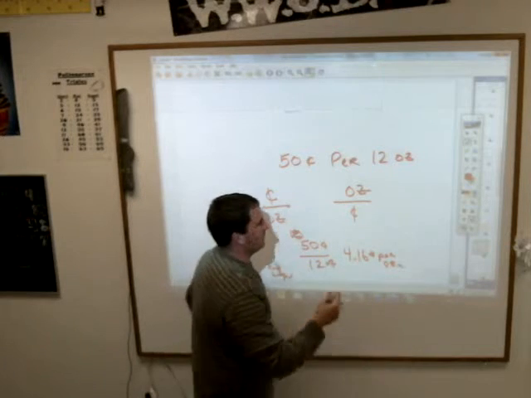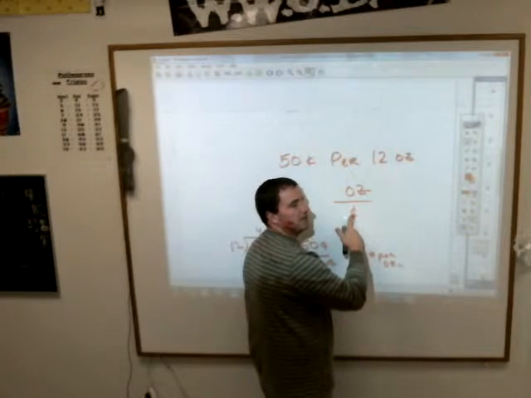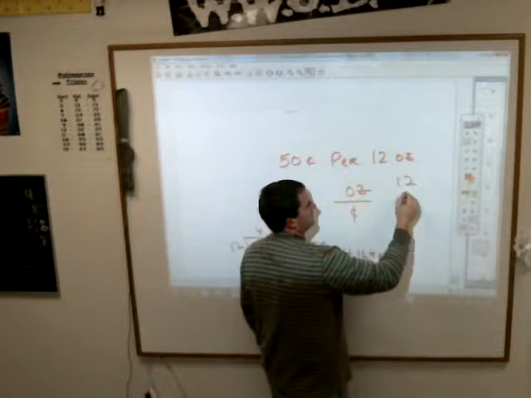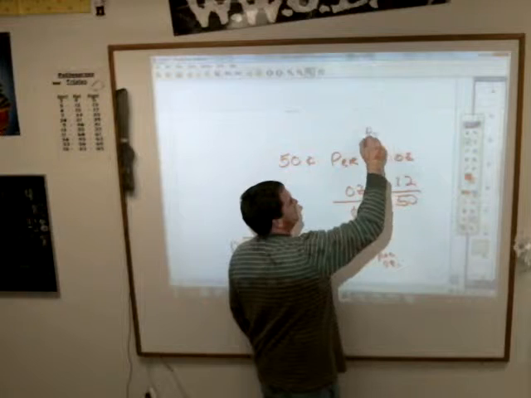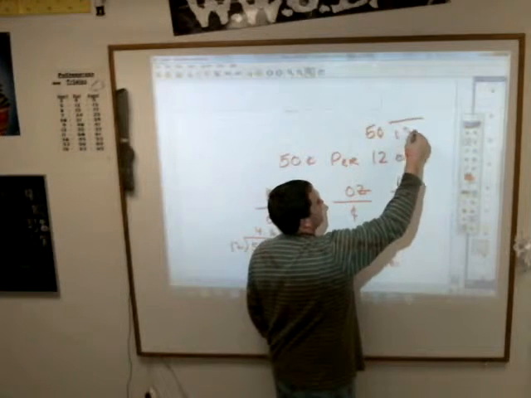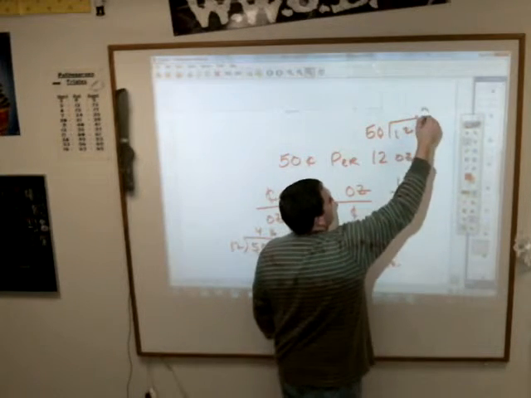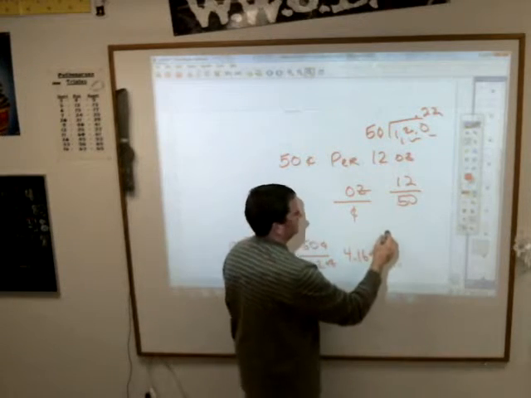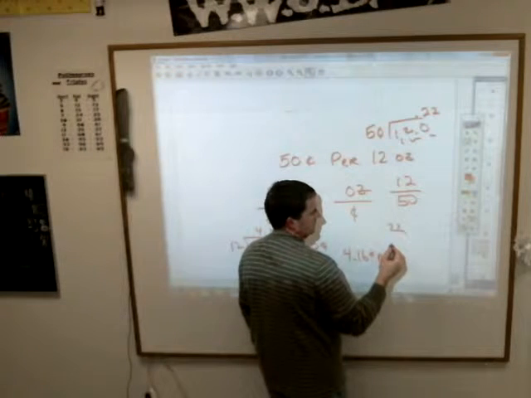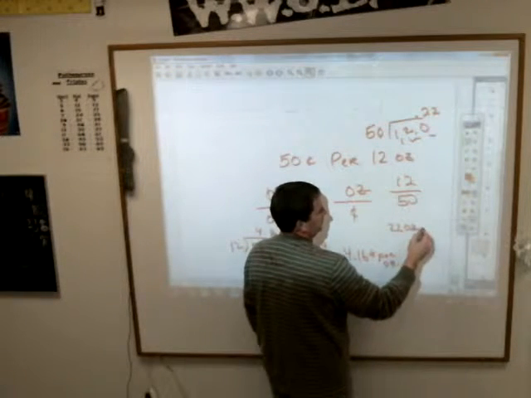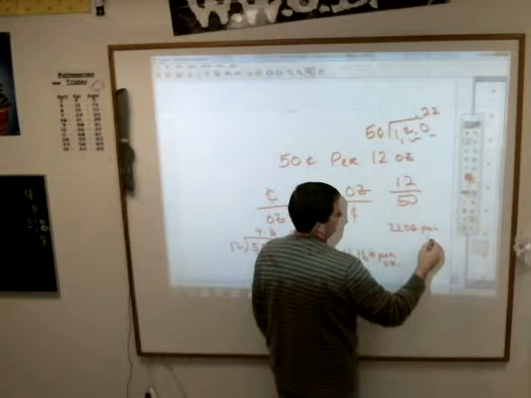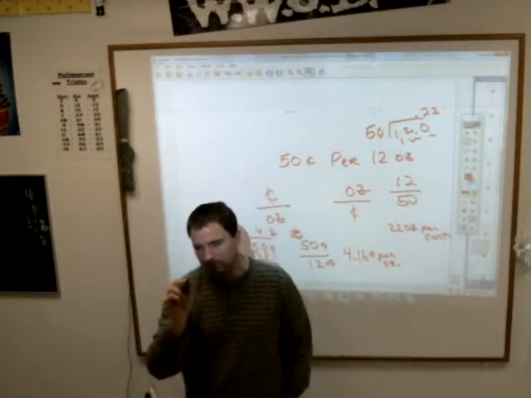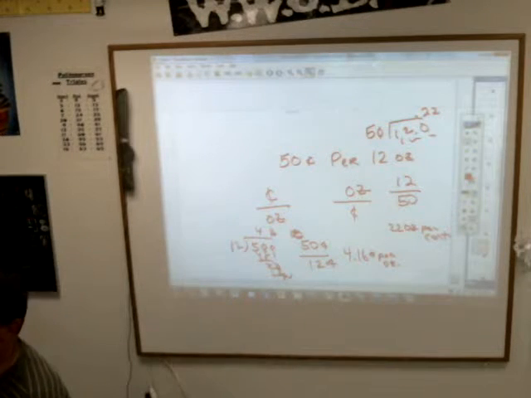If you flipped it over and did it the other way, you're figuring how much pop you can buy for 1 penny. So you have 12 ounces on top, 50 on the bottom. You divide 50 into 12. You get 0.22, or 22 hundredths of an ounce per 1 cent. So for 1 penny, you get like a fifth of an ounce, which would be what? How much is a fifth of an ounce?